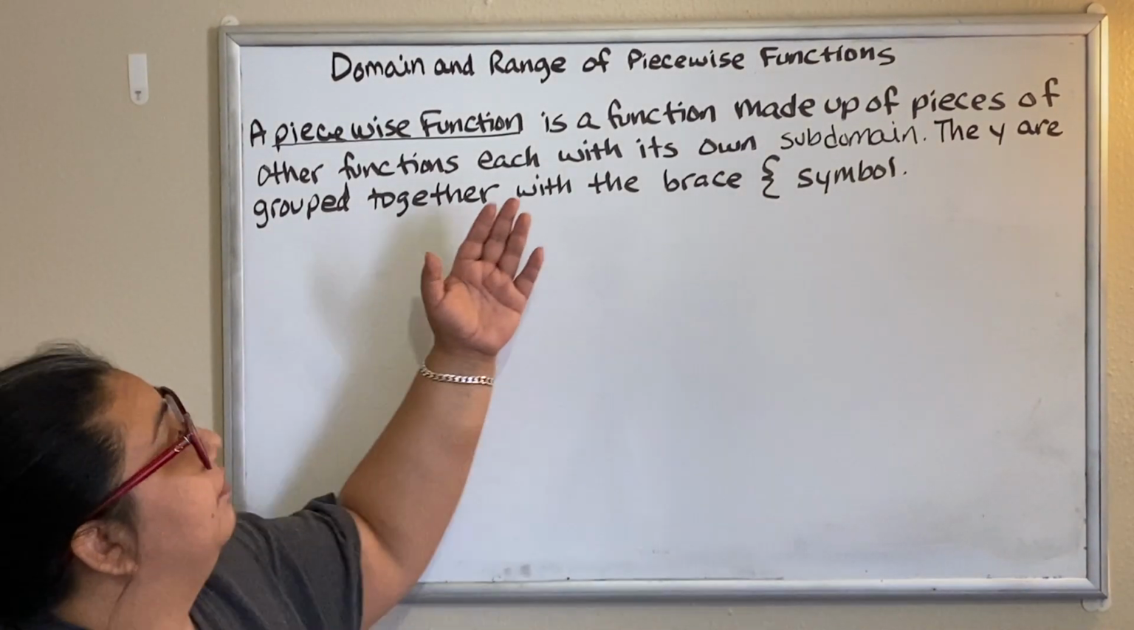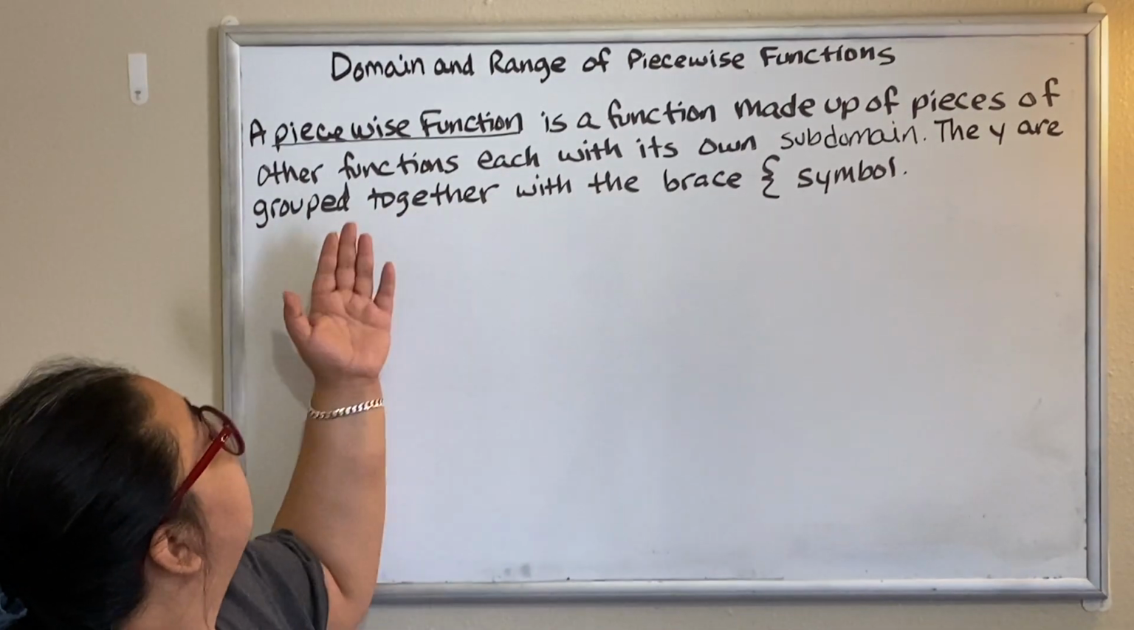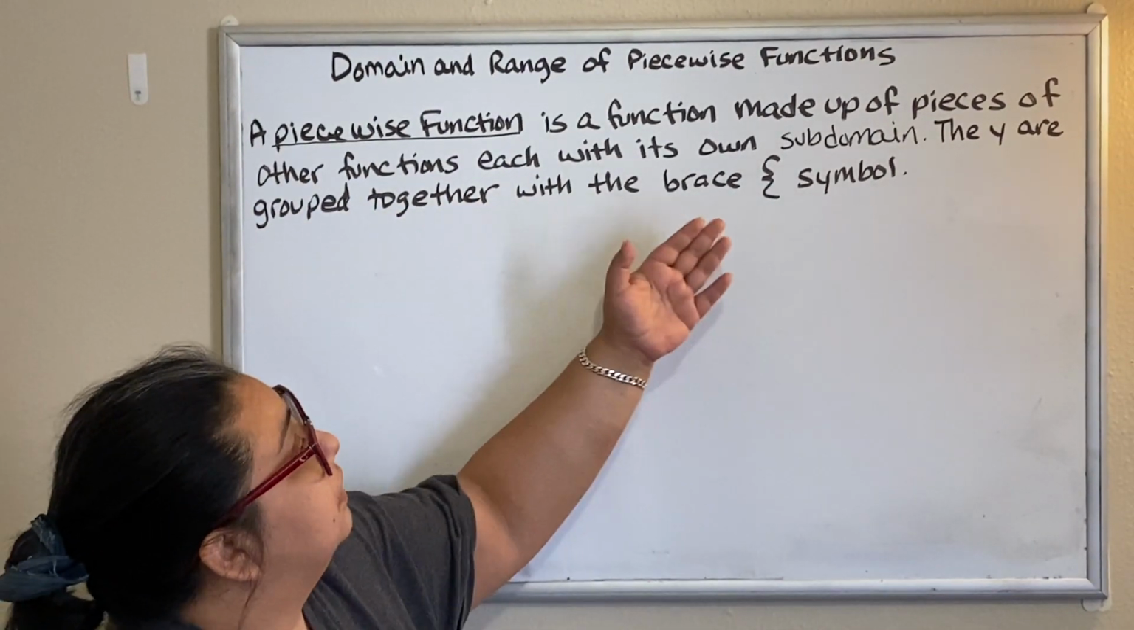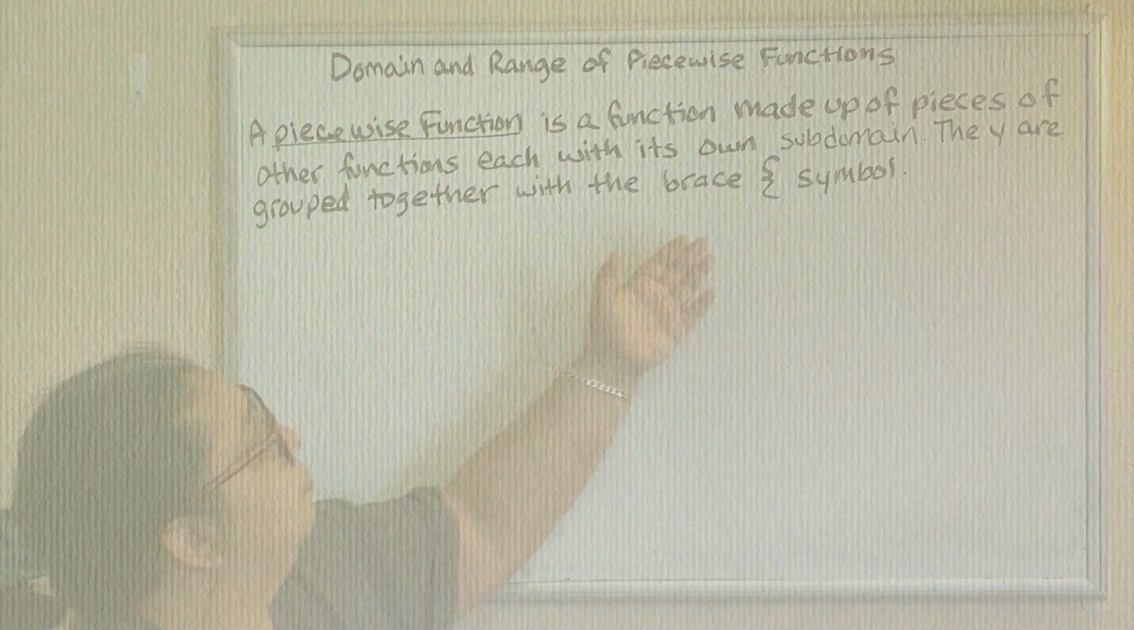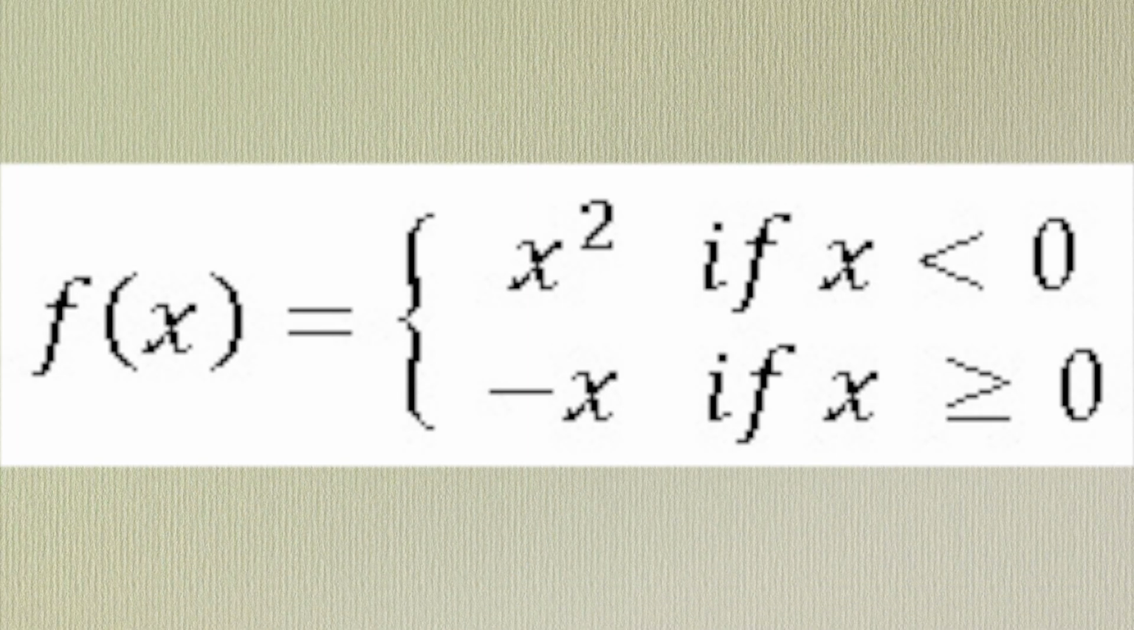A piecewise function is a function made up of pieces of other functions, each with its own subdomain. They are grouped together with the brace symbol. So the first function we're going to look at is going to be f of x, and here's the brace. This is what groups the two functions together. It's going to be x squared if x is less than 0. And then the other part is going to be negative x if x is greater than or equal to 0. So these are the two pieces of the function.